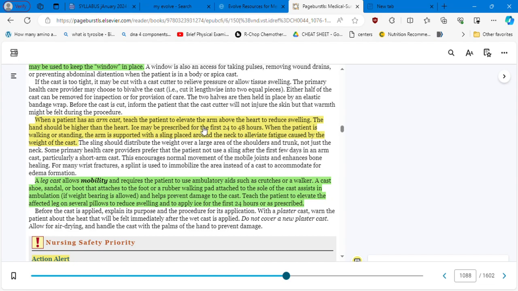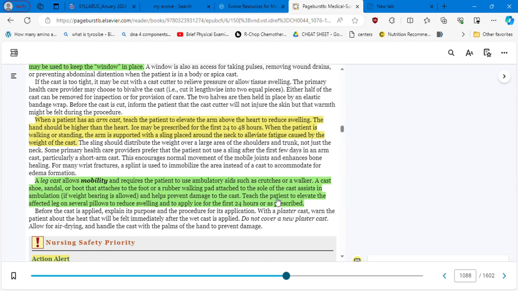Ice may be prescribed for the first 24 to 48 hours. When the patient is walking or standing, the arm is supported with a sling placed around the neck to alleviate fatigue caused by the weight of the cast. A leg cast allows mobility and requires the patient to use ambulatory aids such as crutches or a walker. A cast shoe, sandal, or boot that attaches to the foot, or a rubber walking pad attached to the sole of the cast, assists in ambulation if weight bearing is allowed and helps prevent damage to the cast.